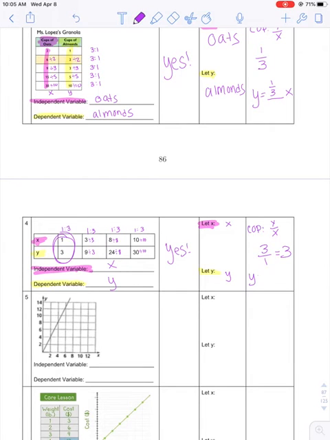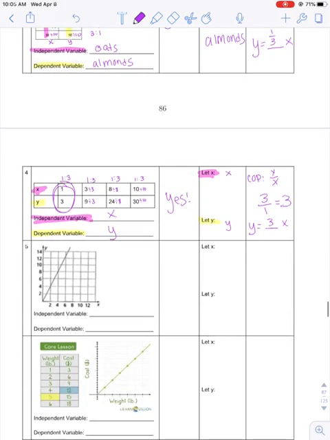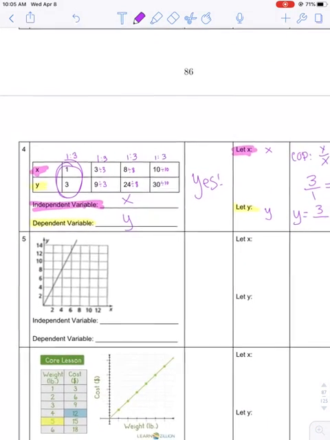We're done with that. Now I have to do Y equals COP times X, and just put that 3 there. Y equals 3x. All done with that. All right, let's try one more together.